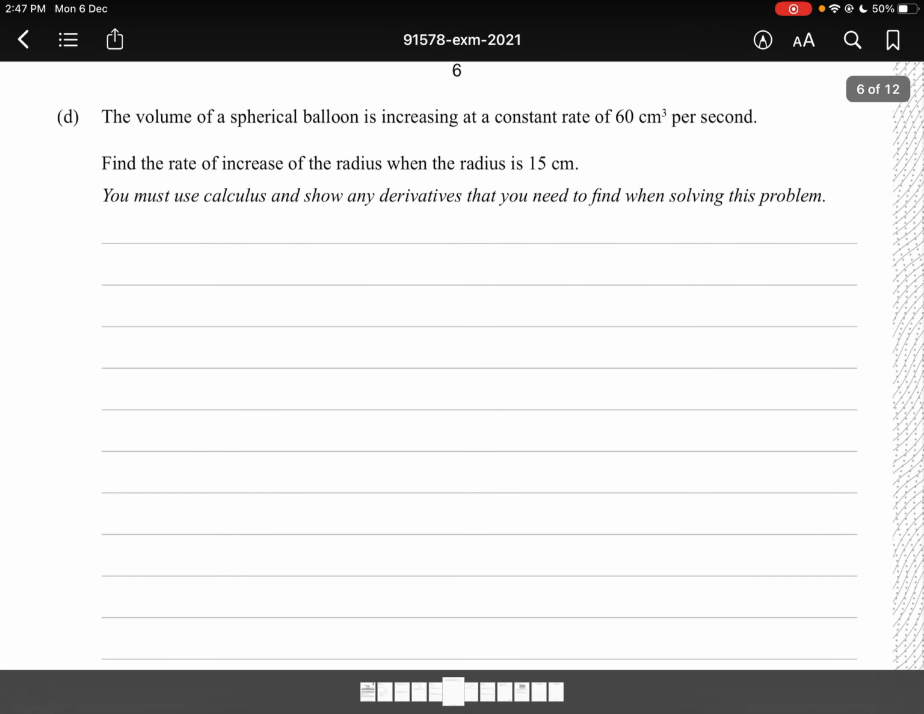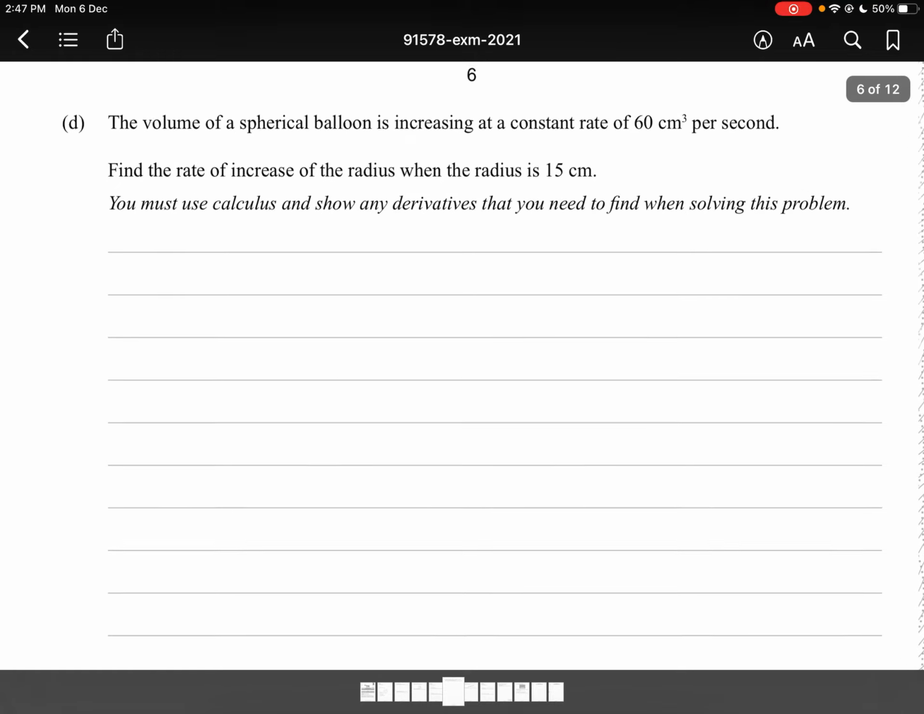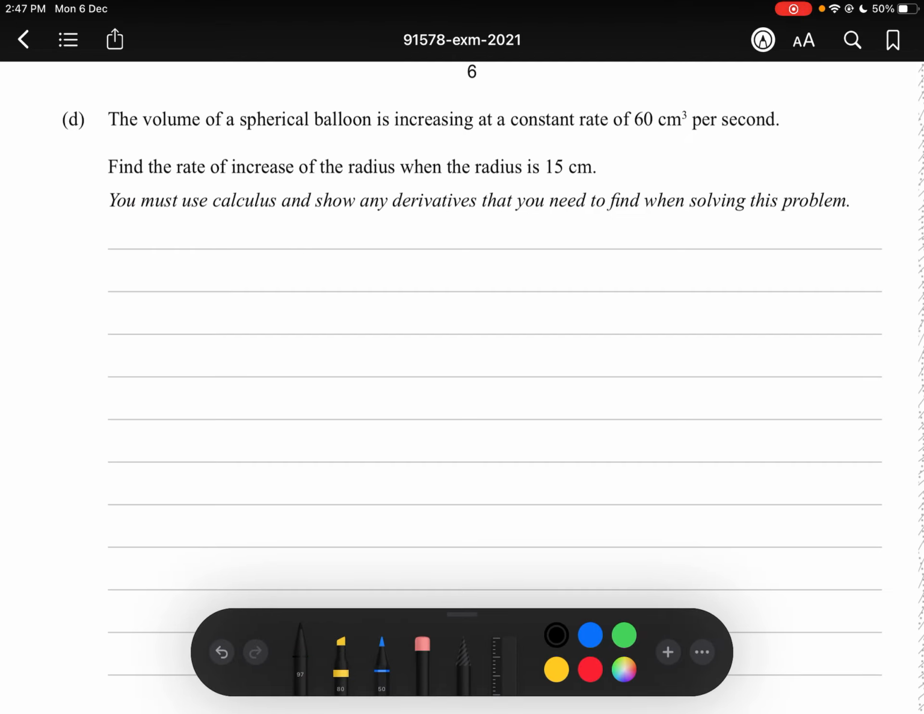Okay, so the volume of the spherical balloon is increasing at a constant rate of 60 centimeters cubed per second. Find the rate of increase of the radius when the radius is 15 centimeters. So write down what we're given here. We're given dv over dt equals positive 60 centimeters cubed per second. And we know that the volume of a sphere is v equals 4 over 3 pi r cubed.